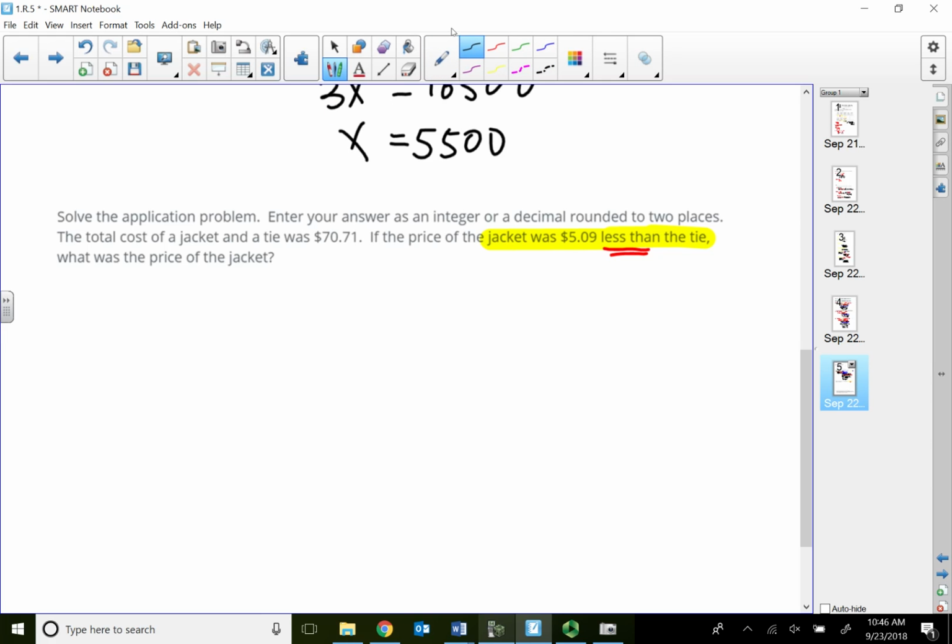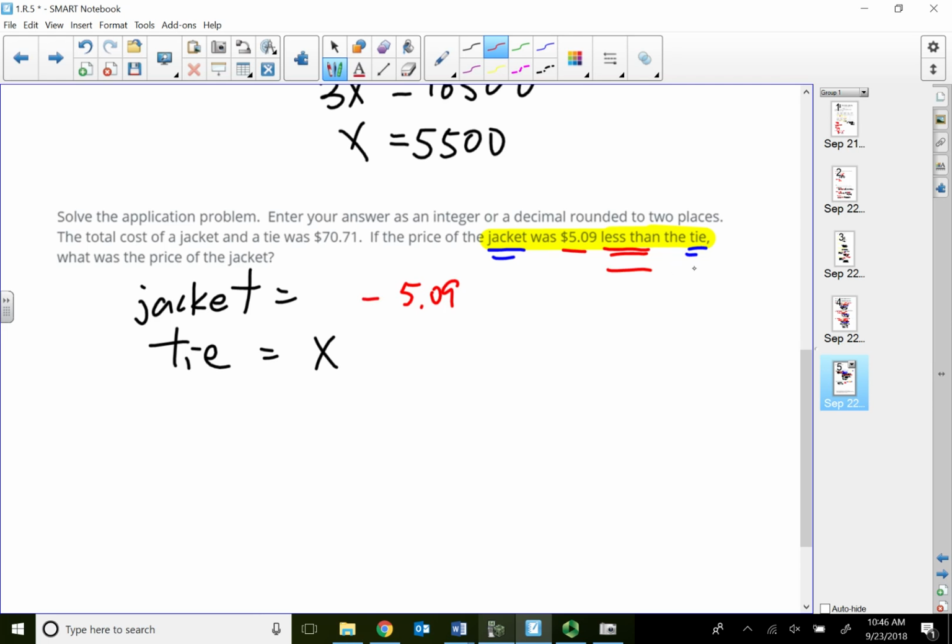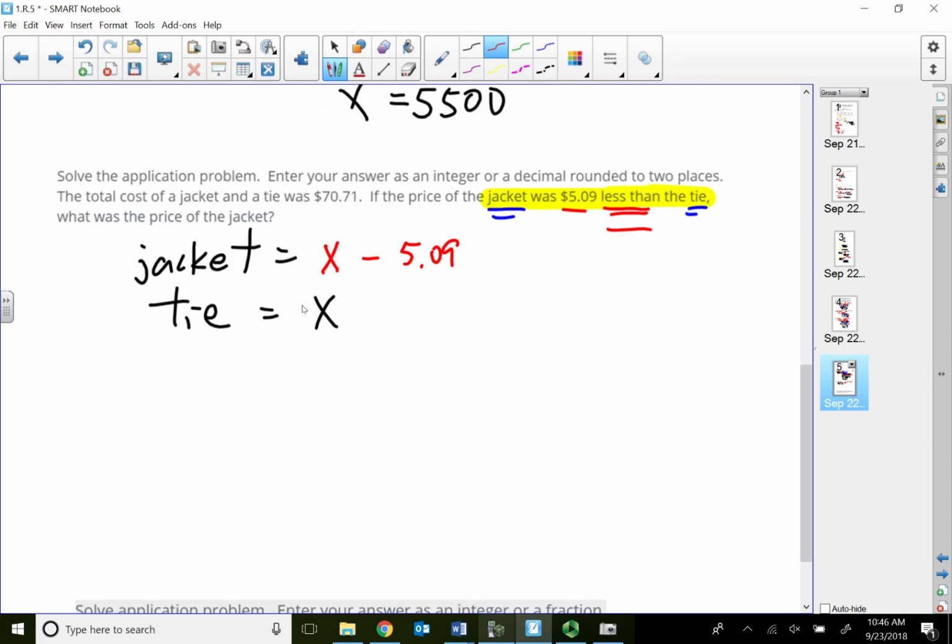So the two items being compared here are the jacket and the tie. Since the tie is listed at the end of the phrase, the tie is X. Let's go back and translate for the jacket. The jacket was $5.09. Less than means subtract, so the subtraction sign goes in front. Less than who? Less than the tie, X. So I translate for my two items. If you read after the word tie, what was the price of the jacket? That is what the problem wants me to find.